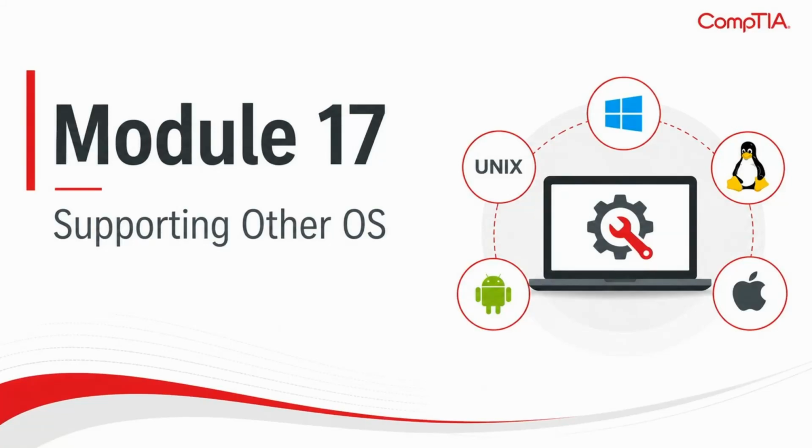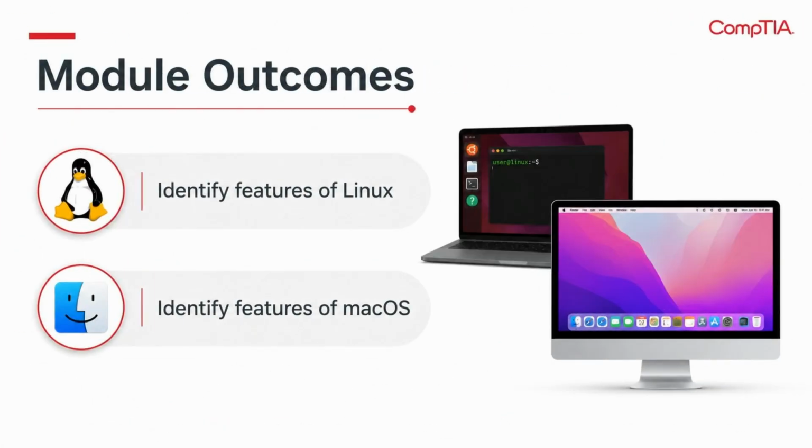Welcome to Module 17, Supporting Other OS. This module covers Linux and macOS features, both essential for IT professionals working across diverse environments, and Core 2 A+ 220-1102 skills. By the end of this module, you'll be able to identify features of Linux and identify features of macOS. These two outcomes map to the lessons ahead.